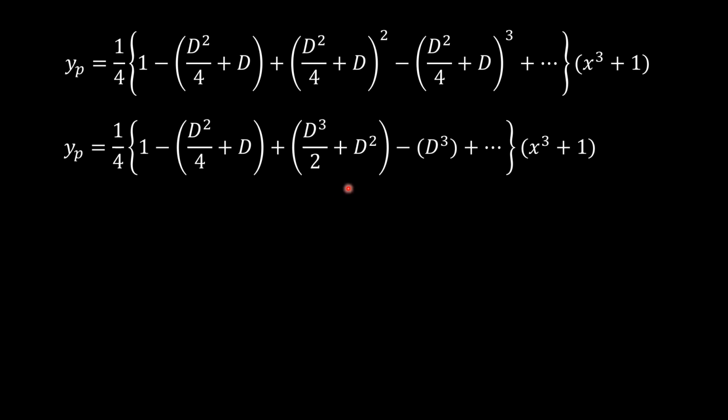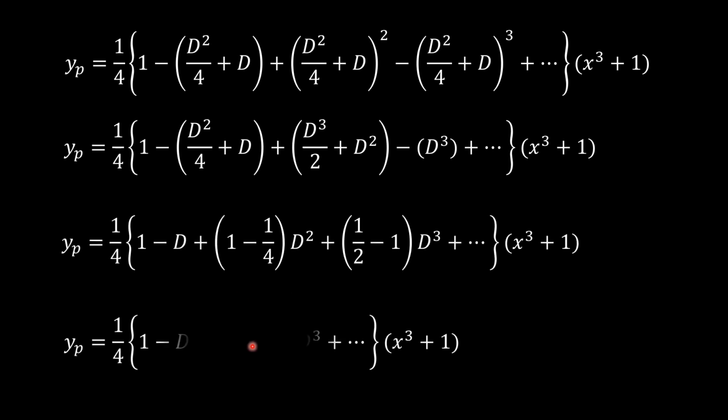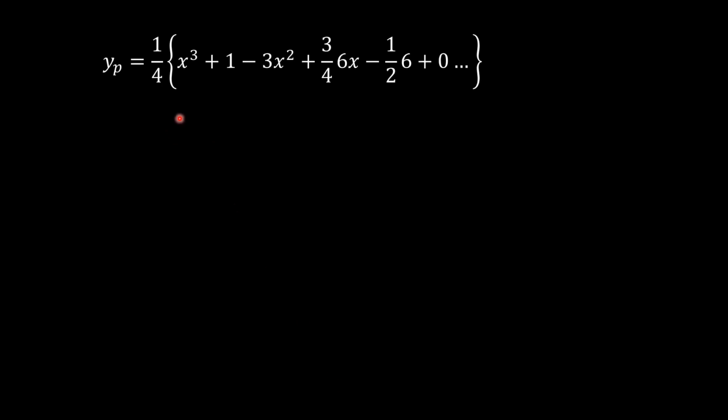Now simplify this, collecting the coefficients of the same ordered derivatives. That will give us yp equal to 1 upon 4 (1 minus D plus 3 upon 4 D square minus 1 by 2 D cube plus so on) of x cube plus 1. So now operate this operator on the function x cube plus 1. That will give us 1 upon 4 into (x cube plus 1 minus 3x square plus 3 by 4 into 6x minus 1 by 2 into 6 plus 0 for all higher order derivatives).